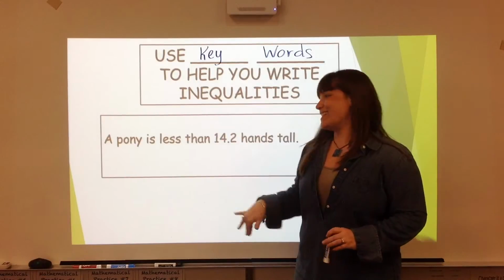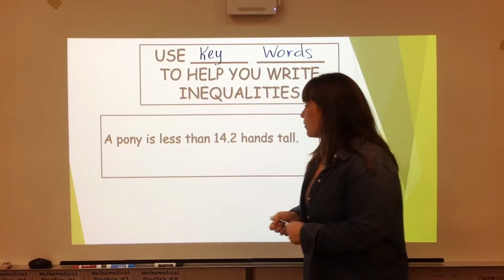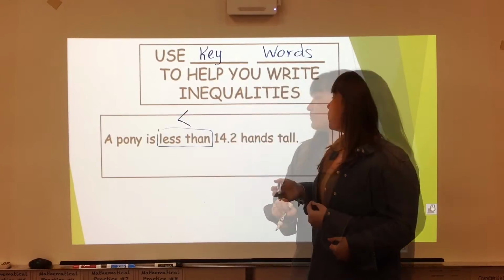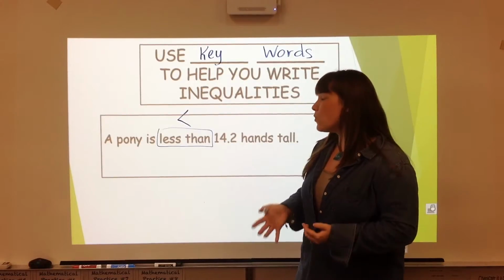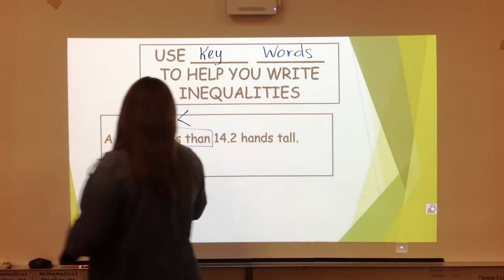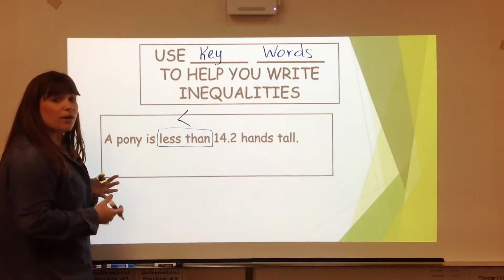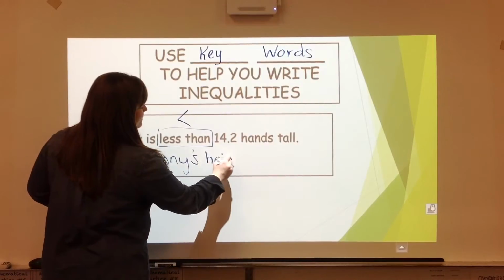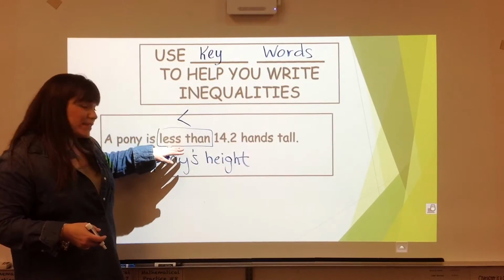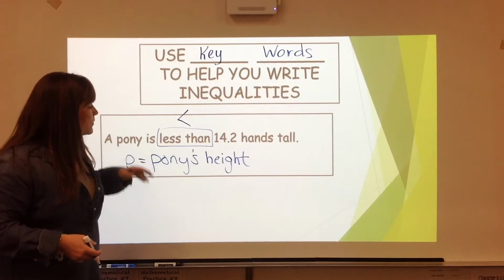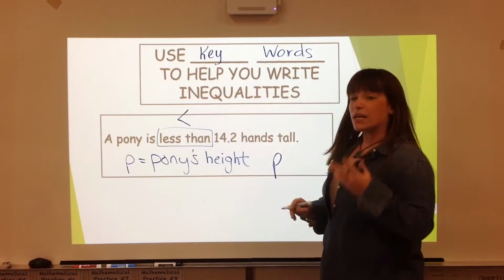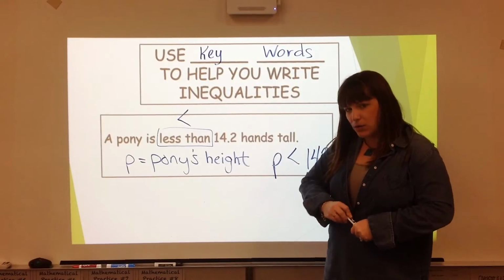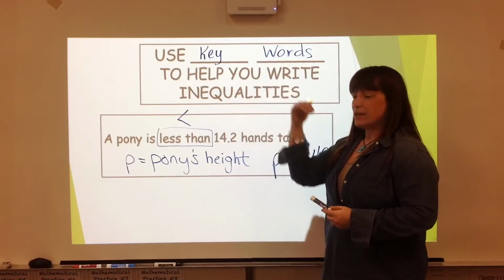A pony is less than 14 2/10 hands tall. The keywords, box them, is less than. That means you're going to use the less than symbol. We don't know how tall the pony is. All we know is that it's less than 14.2. So to define our variable, we're going to call our variable P to represent the pony's height. Once we know the variable and we've identified which symbol is connected with this keyword, we put them all together. So we have P, the height, has to be less than 14.2. Notice I'm starting with the variable when I'm thinking about it, using the less than, and then putting the number.